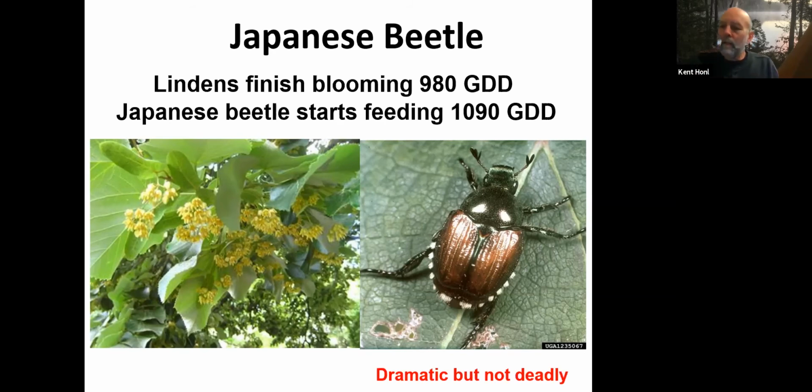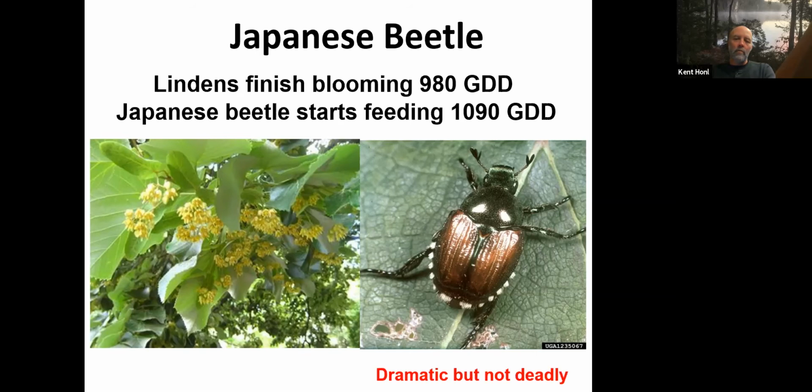And the Japanese beetle adults show up at around 1100 degree days. That's a pretty tight timing. So we don't want to be spraying permethrin, this general insect killer stuff, on linden trees, because sometimes those adults start showing up while the lindens are still blooming a little bit. It's just a pretty tight window there. So we have to shift to a different insecticide.